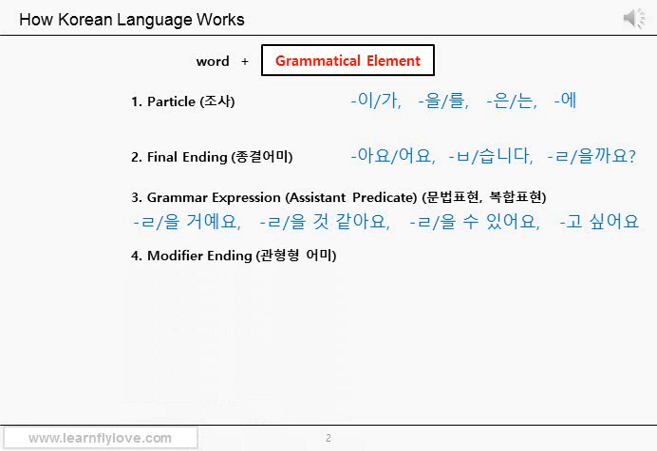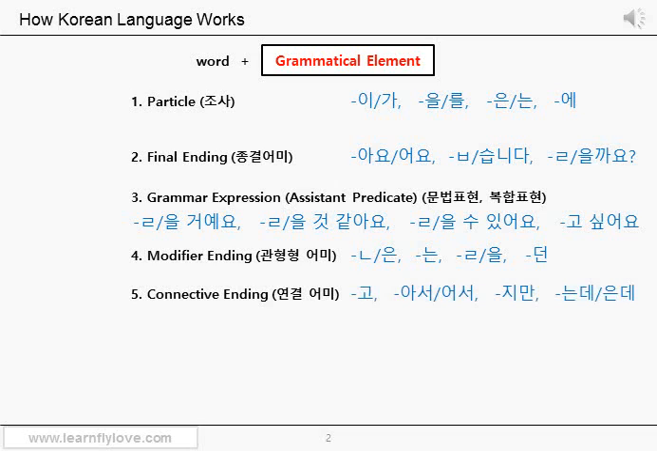Next, modifier endings, which is called 관형형 어미. Do you remember the ending 은, 는, and 을? They are not particles, but they are endings when they are used as an ending. You use them to turn the predicate into a modifier form. 던 is also one of them. Next, connective endings, which is called 연결어미, like 고, 아서, 어서, 지만, 는데, 은데. You just learned about it.